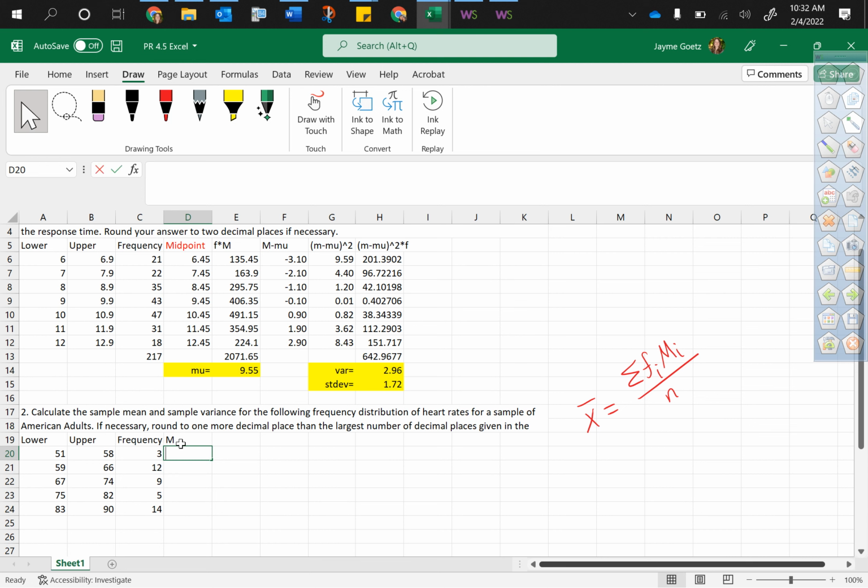We're going to take equals, parentheses, the lower plus the upper, close your parentheses, divided by 2. Then drag it on down. Okay, then according to our formula, what am I going to do next? Yes, we need to multiply it by the frequency. We have the midpoints, now we're going to multiply it by the frequency. So F times M equals frequency times the midpoint.